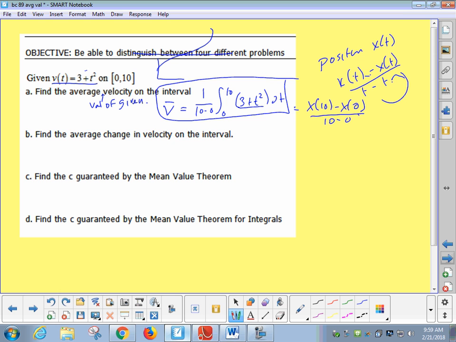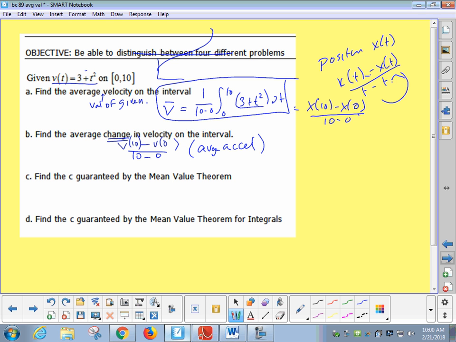What if they asked for not average velocity, but average change in velocity? Then what do you do? Change means you're looking at the differences. Velocity at 10 minus velocity at 0 over 10 minus 0. What does this mean? What is this average thing we're calculating? Change in velocity is acceleration. I'm really finding the average acceleration on here.